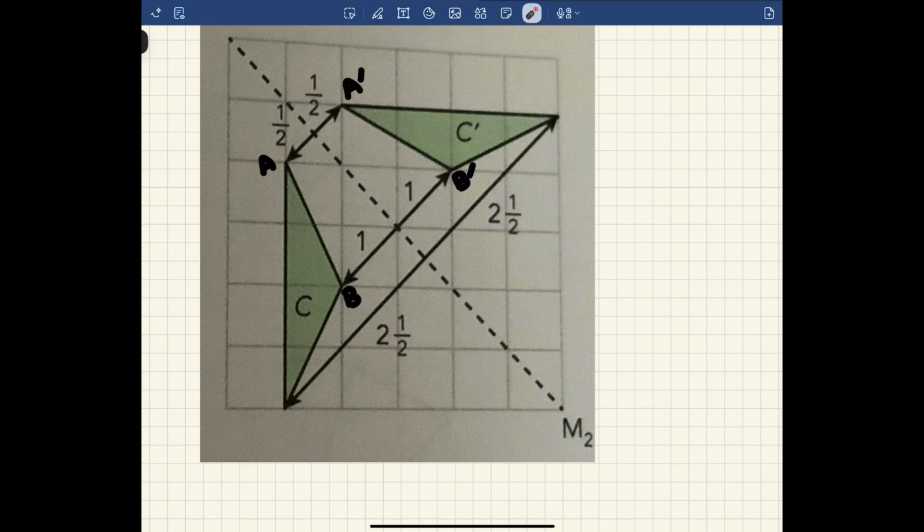Let's calculate the distance of the third point. 1, 2, 2.5, half, 1.5, 2.5. Okay, so C and C prime.